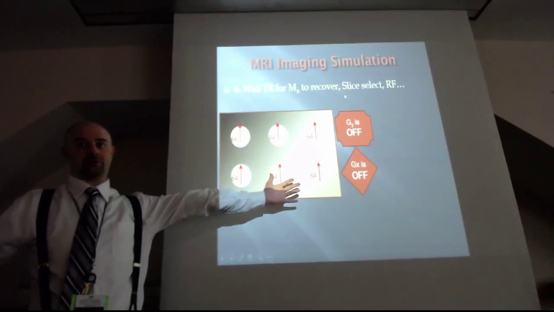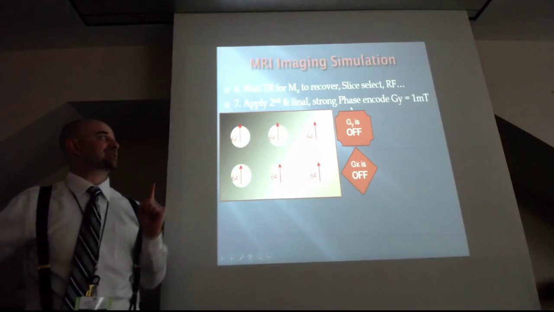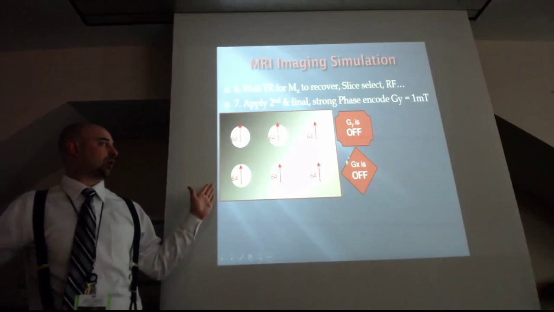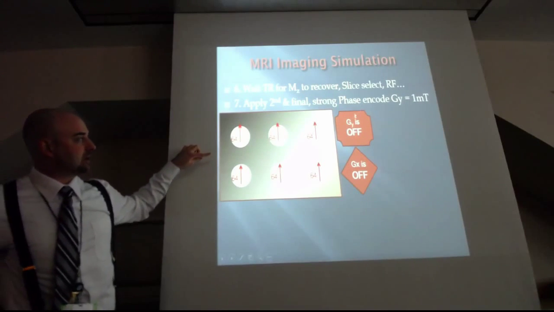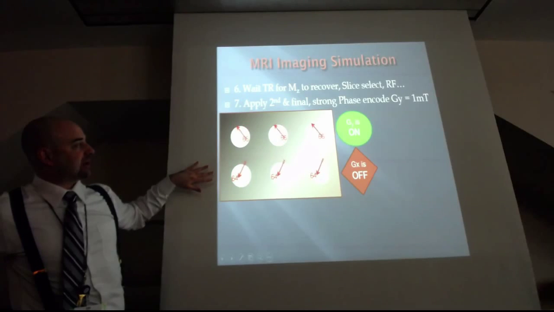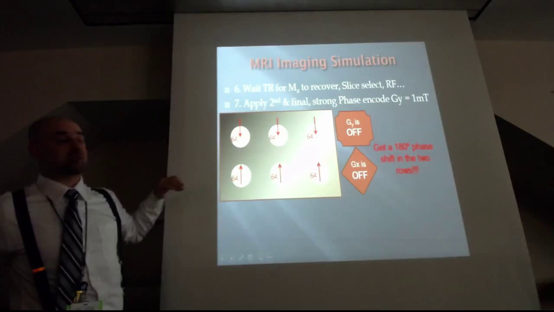Here we have our transverse magnetization. Now we're going to apply our second and final strong gradient in the Y direction, call it 1 millitesla. Watch what happens. So GY1 is on. Now there's a difference in their Y position for a little while, but then we turn GY off.